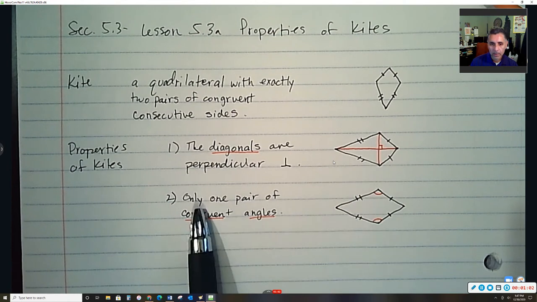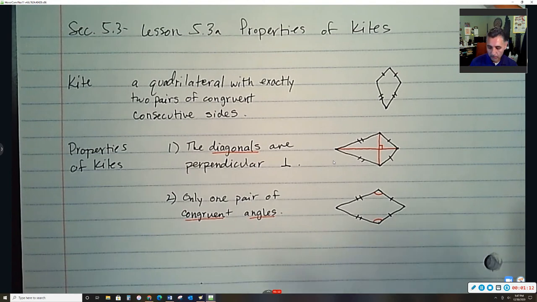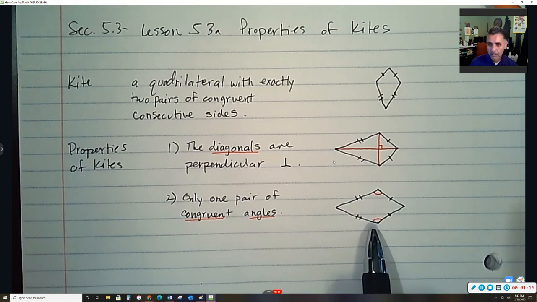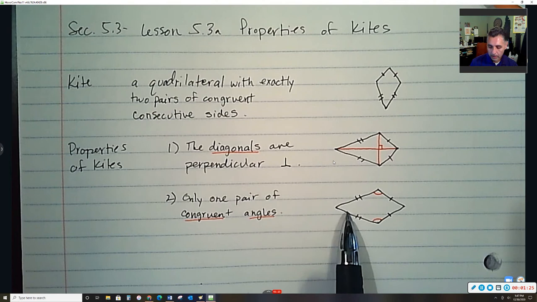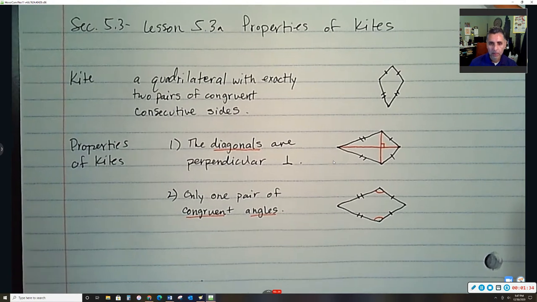Okay, and then the other property of kites is that there's only one pair of congruent angles. So these ones that are across from each other going this way, these are congruent. Not these, these are different measures. So there's only one pair of congruent angles. Not usually, there's two for quadrilaterals, but.